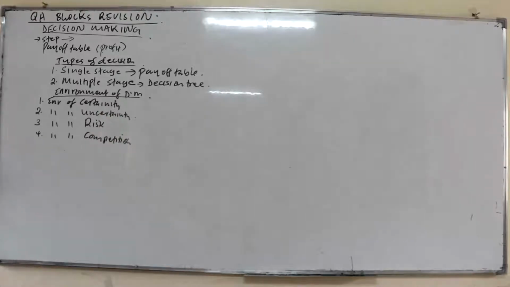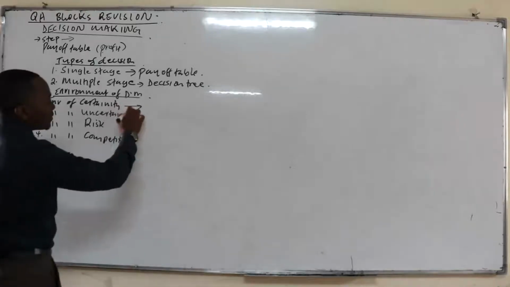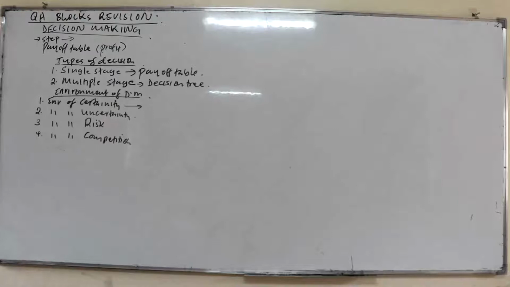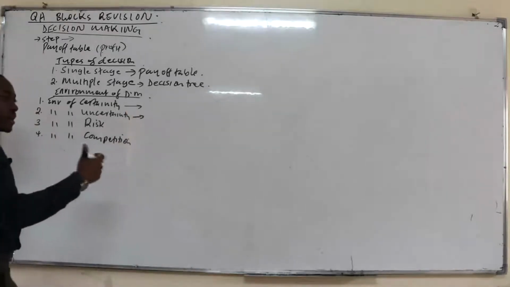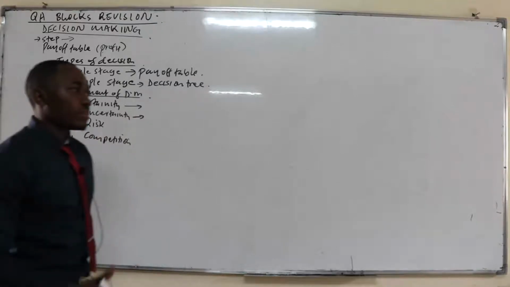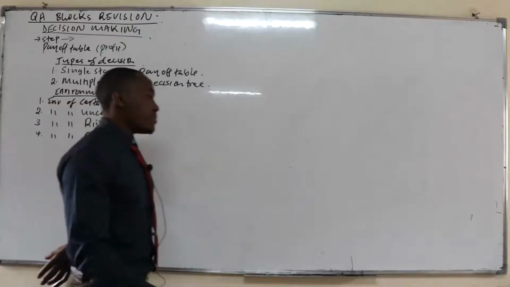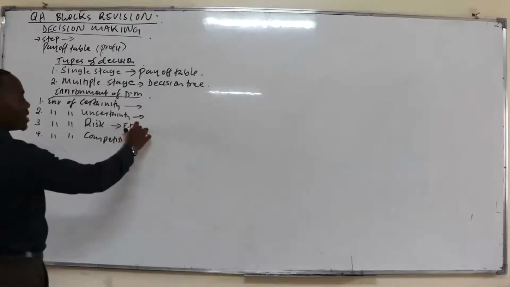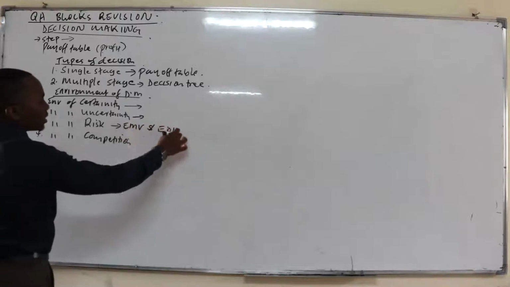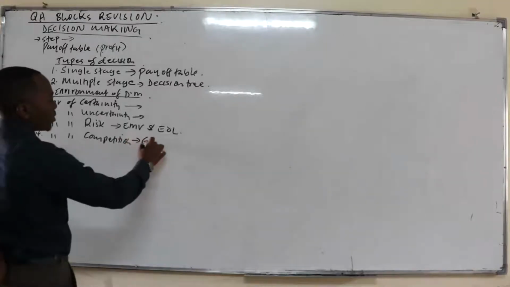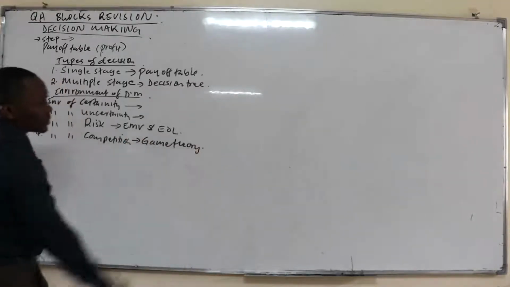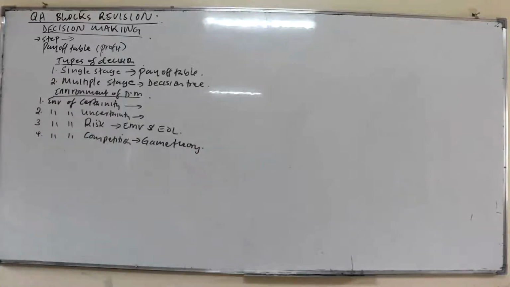And in each, I gave you the various methods you can use to evaluate decisions. For example, the environment of certainty, you don't require any method because the outcome is well known in advance. For uncertainty, we have methods such as maximax, maximin, minimax, Laplace, Hurwicz. For the environment of risk, we use EMV and EOL. And for the environment of competition, we apply game theory.